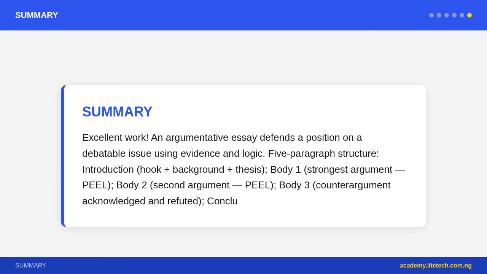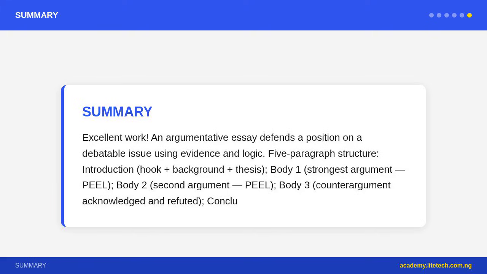Excellent work. An argumentative essay defends a position on a debatable issue using evidence and logic. 5-paragraph structure: introduction, hook plus background plus thesis. Body 1, strongest argument, P. Body 2, second argument, P. Body 3, counterargument acknowledged and refuted. Conclusion: restate thesis plus summarize plus memorable close.